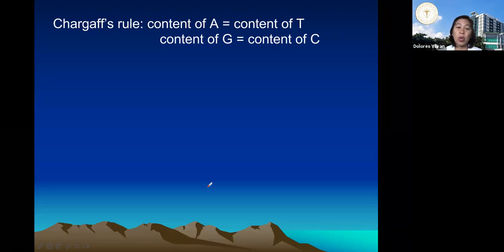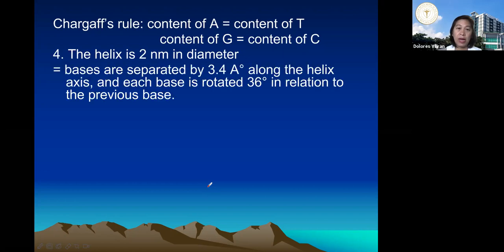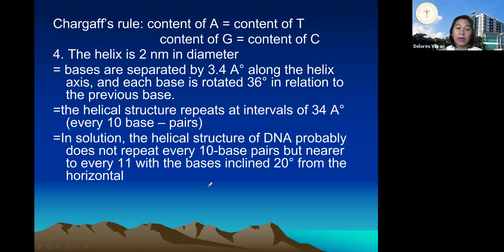And actually, Chargaff's rule is based on an experiment, in order to establish that the actual pair is A and T, G and C. So you only examine one base and you can predict the other 3 bases. Furthermore, the helix is described as 2 nanometer in diameter using electron microscopy, and the bases on top of one another are separated by 3.4 angstrom. Rotation is 36 degrees. So for every helical turn, you have 10 base pairs, so a total of 34 angstrom. But actually in a solution, it could be 10 or 11.